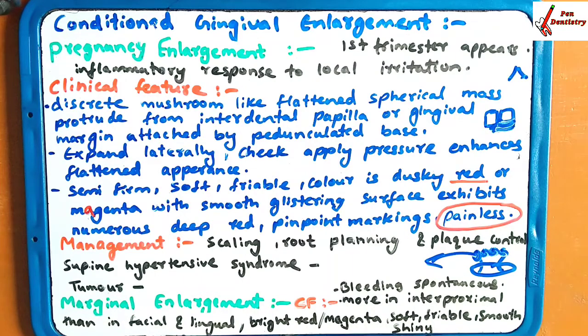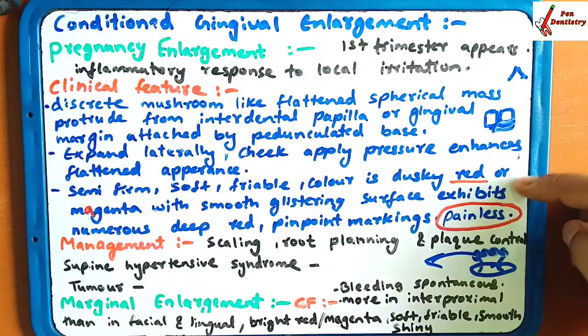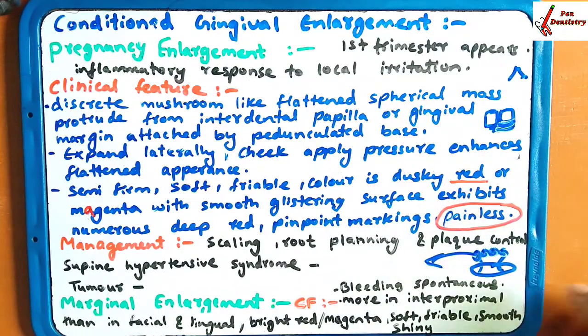Then the facial and the lingual part. It is bright red in color or magenta, soft, friable, smooth and shiny. Same as the clinical features of pregnancy enlargement tumor. The same marginal enlargement is also there. There is spontaneous bleeding. Here bleeding takes place spontaneously in the marginal enlargement. It is painless, and the bleeding occurs spontaneously.